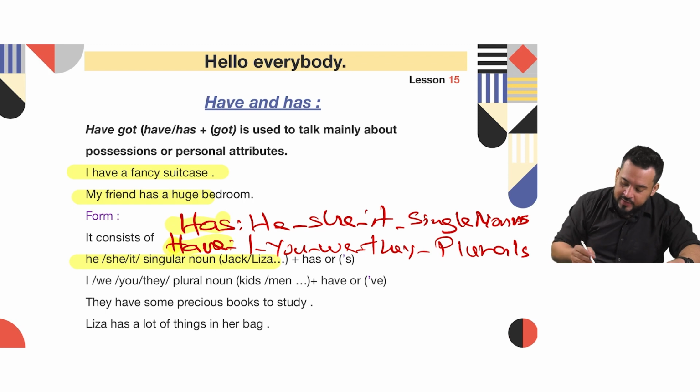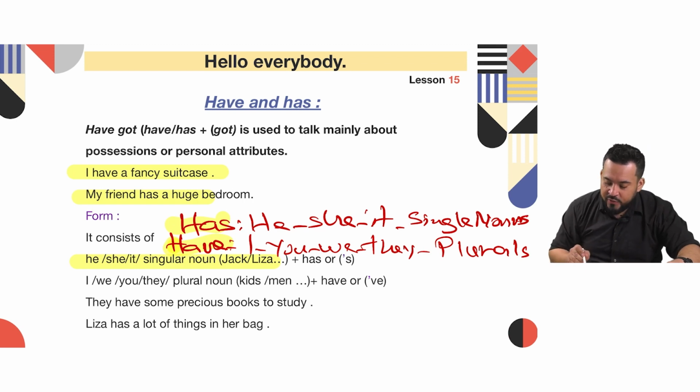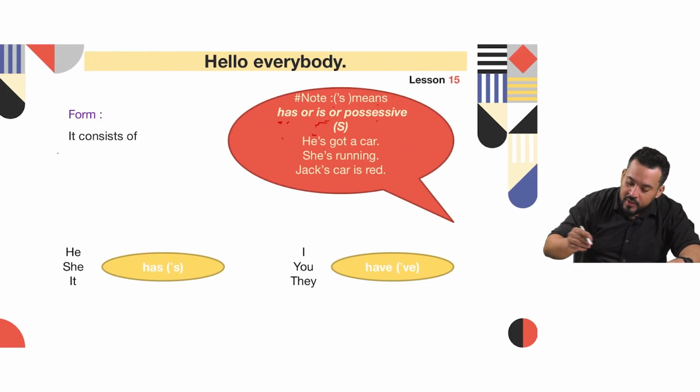Now, let's take a look at some examples. They have some precious books to study. So, have books. It's plural noun. Lisa has. It's one person, single noun. Okay?